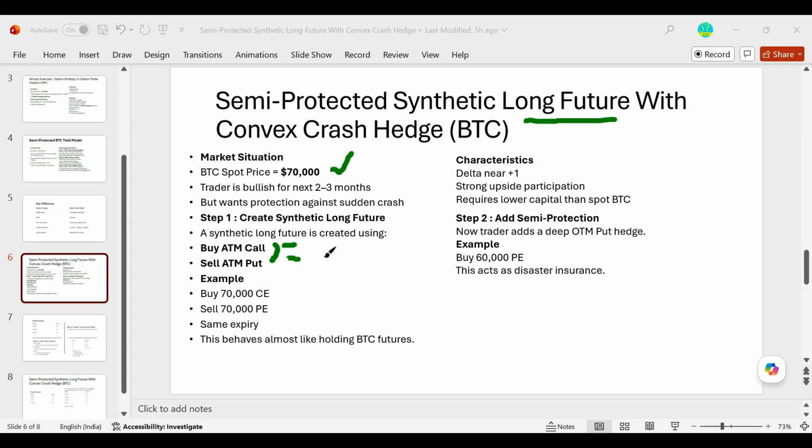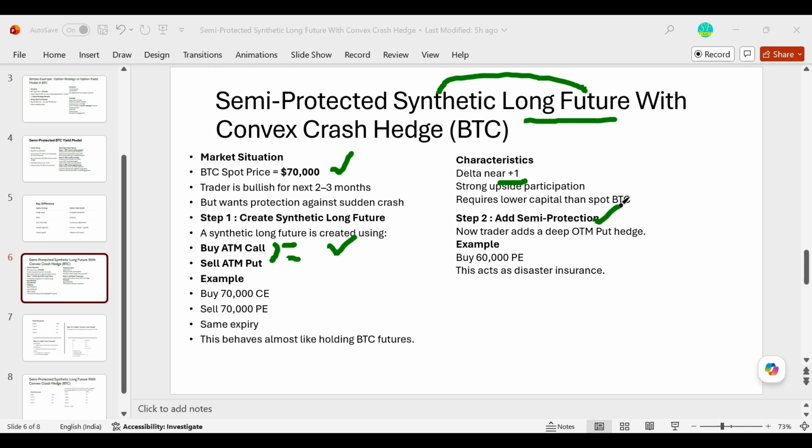So, for that reason only the trader initiates this. Why is it named a synthetic long future? Because by this action you are making its delta one, so the future delta is also one. That's why we say it is a synthetic long future.